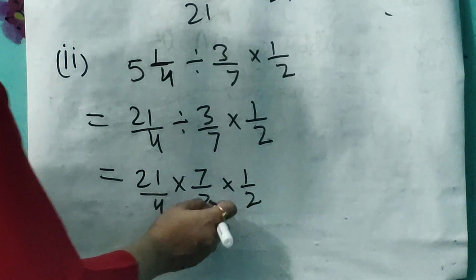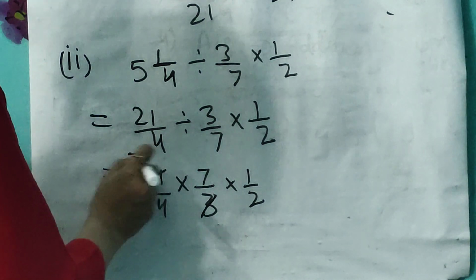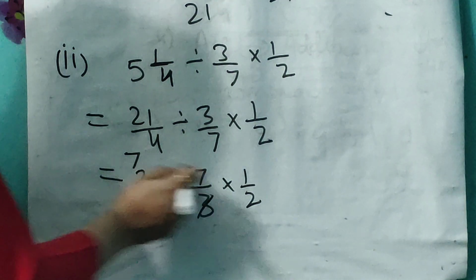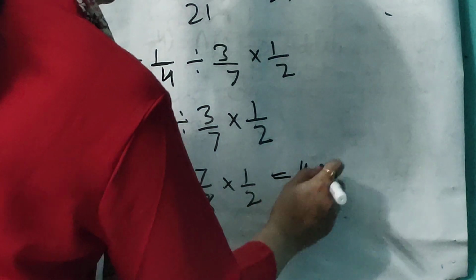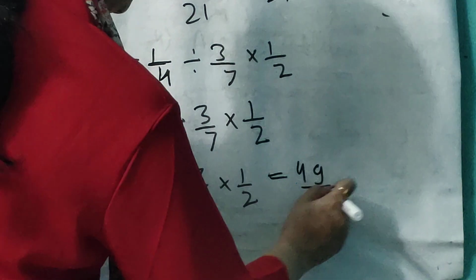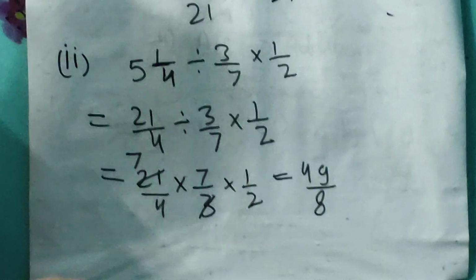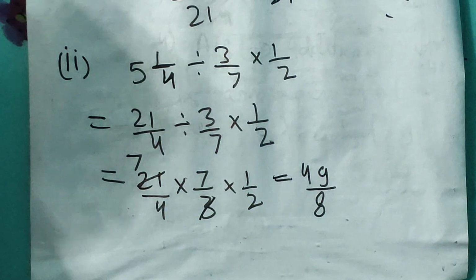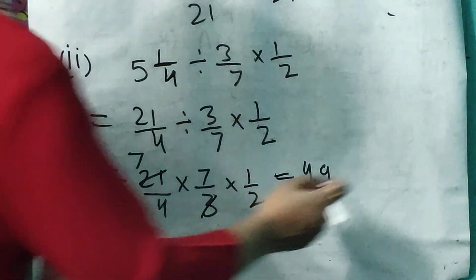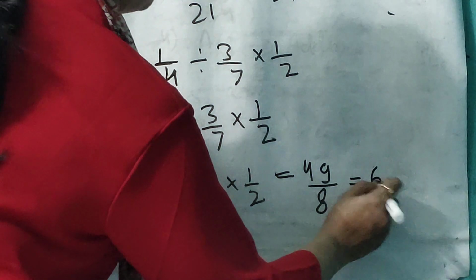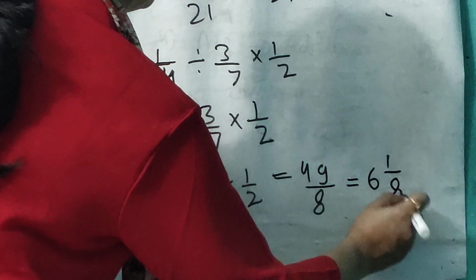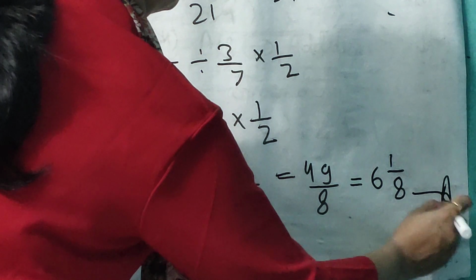So here now you will get 3 sevens are 21 and 7 sevens are 49, 4 twos are 8, 49 by 8. So you can change it into mixed form now. So it will come, 8 sixes are 48, 6 whole 1 by 8. So this is your answer.